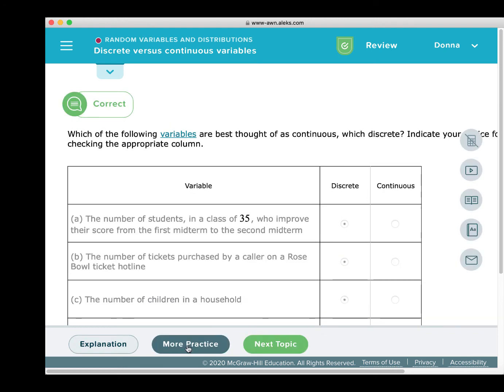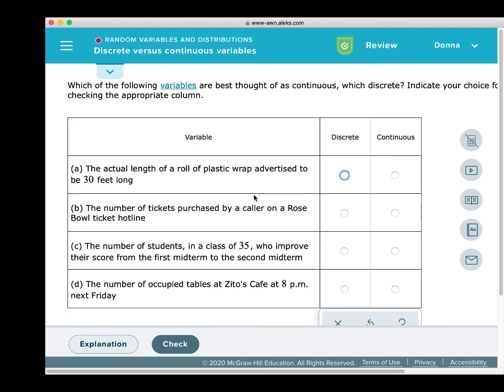Let's do one more. The actual length of a roll of plastic wrap advertised to be 30 feet long. So it's advertised to be 30 feet. You go out and pull a few of those and see, well, how long are they really? And so that can take on a continuous range of values. So again, it's length, something that you measure.